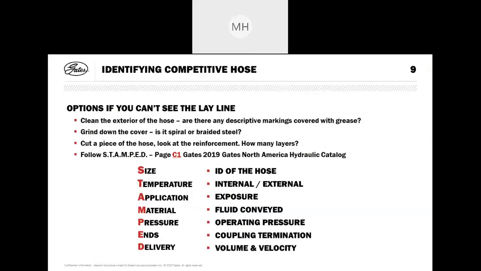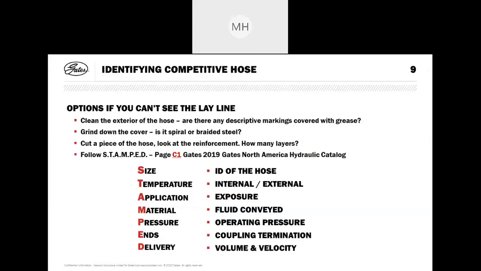We grind down the outer cover. There's a couple of ways of doing that, with a sharp knife or a wire wheel to expose the reinforcement. And what we're looking at there is the different style of reinforcement, if it's a spiral or if it's a braided steel. Also, if there's a thermoplastic, you'll notice the difference in those because they're a lot lighter in the construction, and you'll understand the difference when you're holding 2 side by side.